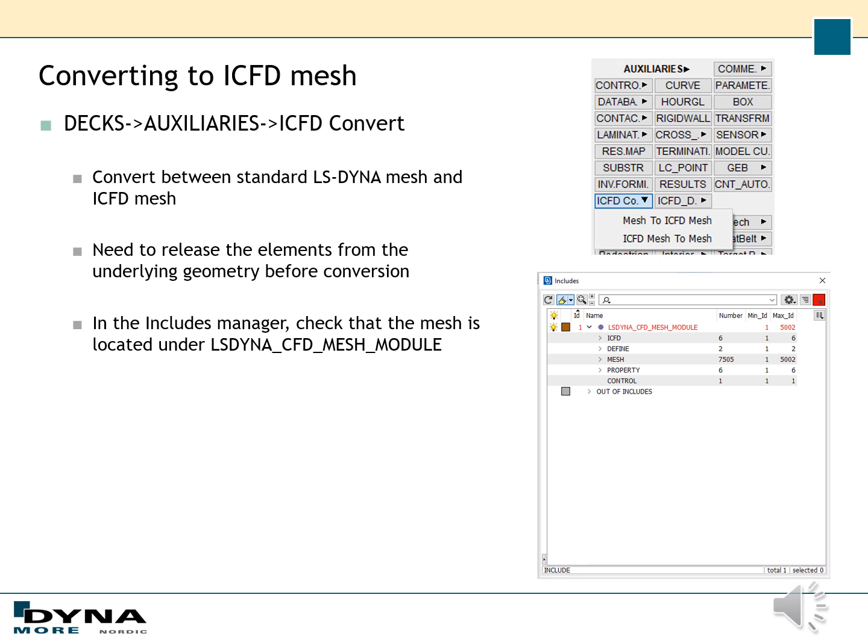To convert the mesh to ICFD format, you go to Decks, Auxiliaries, and ICFD Convert. Here you have options to convert in both directions between standard LS-DYNA mesh and ICFD mesh. And currently it is necessary to release the elements from the underlying geometry for this conversion to work. And when you have done the conversion, you can go to the includes manager and check that the mesh is located under LS-DYNA CFD mesh module.